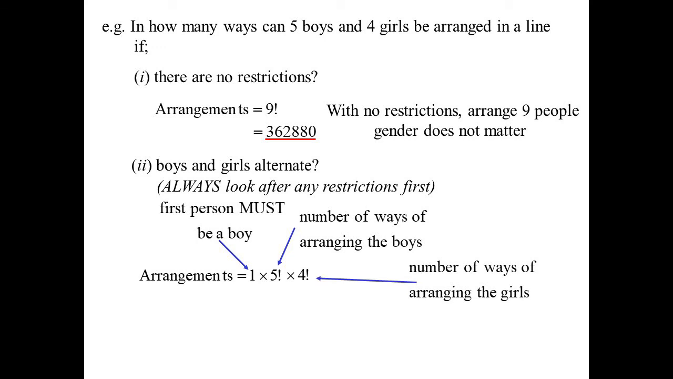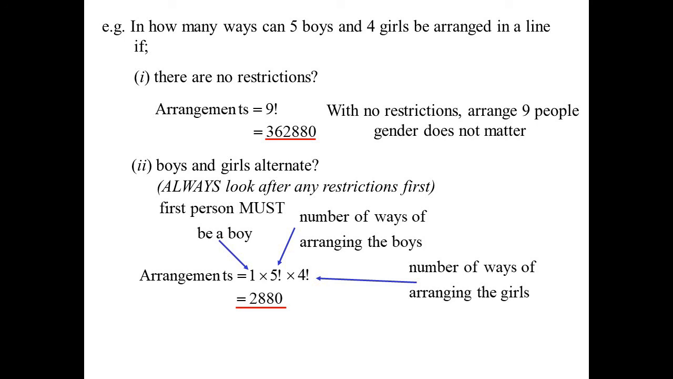So let's arrange the girls. 4 factorial. And we just slot them in the line. We have our arrangement. So 5 factorial times 4 factorial, 2,880 ways. Had there been the same number of boys and girls, then at the front, instead of saying 1, I would say 2, because I now have a choice. Will I start with a boy or will I start with a girl?